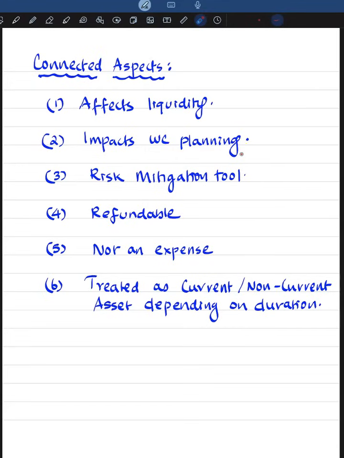But for banks, it is a risk mitigation tool. In the event of default, let's say the devolvement of LC or the invocation of BG, they can make use of the margin money to pay the beneficiary to the available extent. These deposits are refundable when the LC or BG comes to an end. And for the business, this margin money is not an expense. It is basically a deposit with a lien marked. So it may be treated as current or non-current depending on the duration of the non-fund based facility.